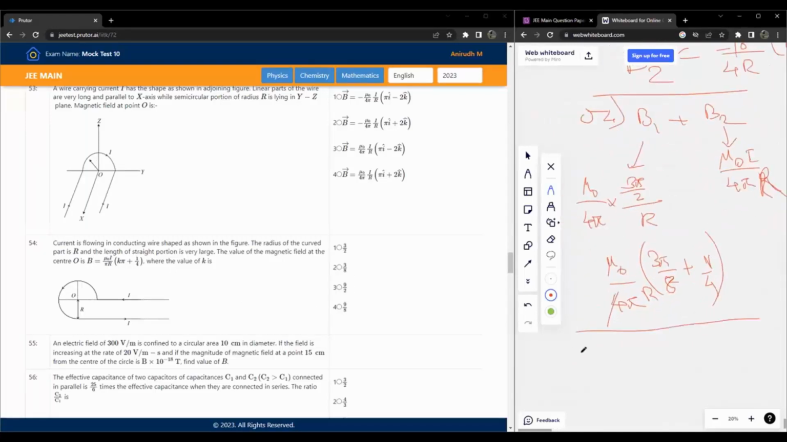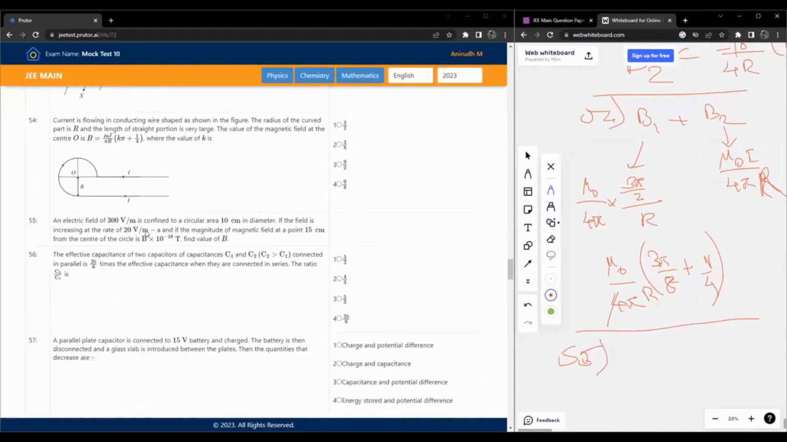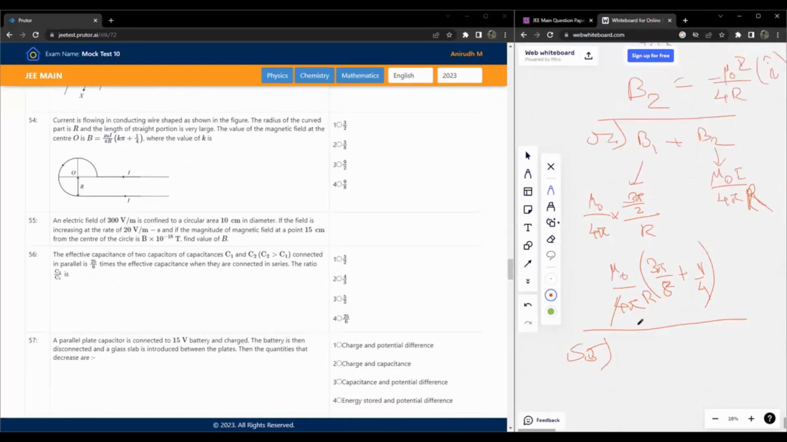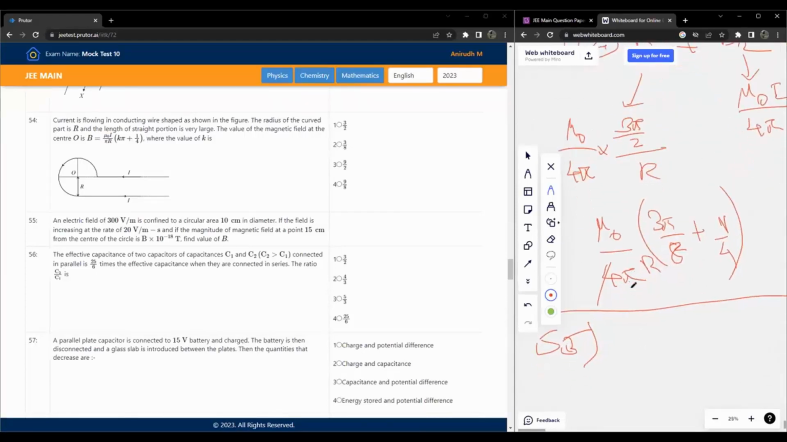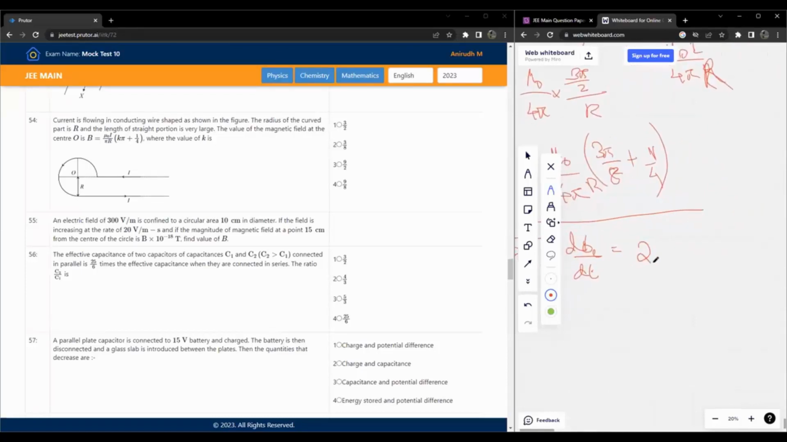As before. Now coming to 55, where you have an electric field of 300 volts per meter confined to a circular area 10 centimeter in diameter. So using the concept of electric flux, you have d phi E by dt, which is basically flux. Field is increasing at a rate of 20 volt per meter second. So the flux over the whole field is 20 into pi r squared, right? Pi r squared, and r is 5 centimeters.